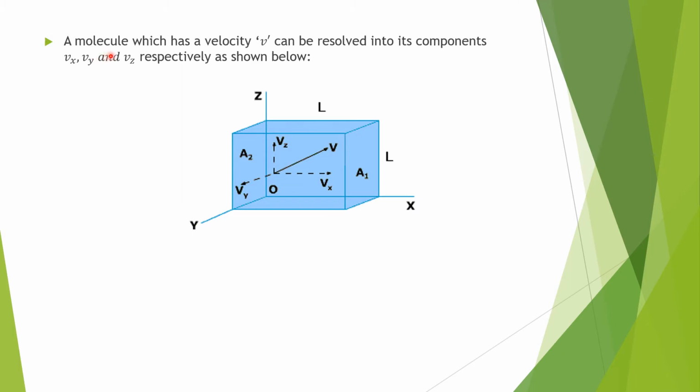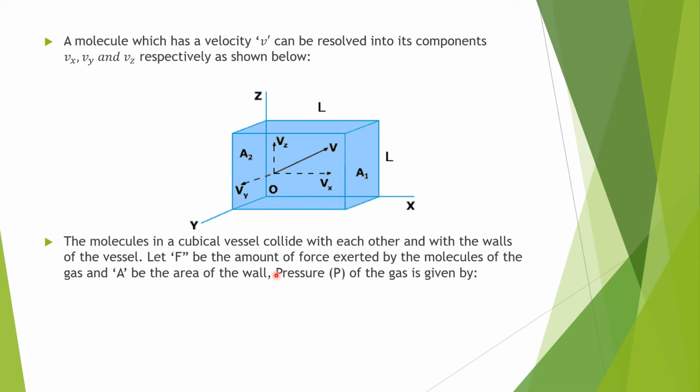Okay, so if a molecule has a velocity v and it is moving in this direction, then we can draw the components of the velocity vector like vx, vy, and vz. So when the molecules are moving in the vessel, they collide with each other and with the wall of the vessel. When they collide, they exert pressure. If F be the amount of force exerted by the molecules of the gas and A be the area, then pressure will be force per unit area, that is P = F/A. We mark it as equation 1.